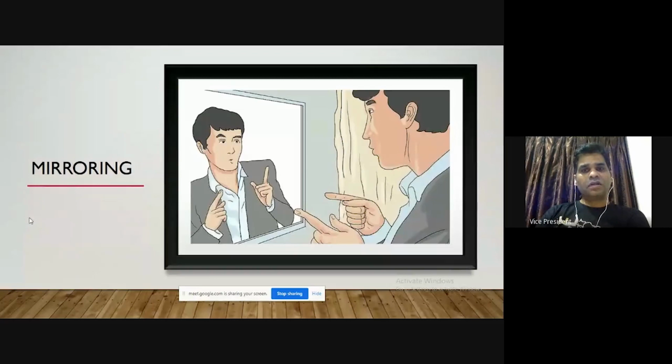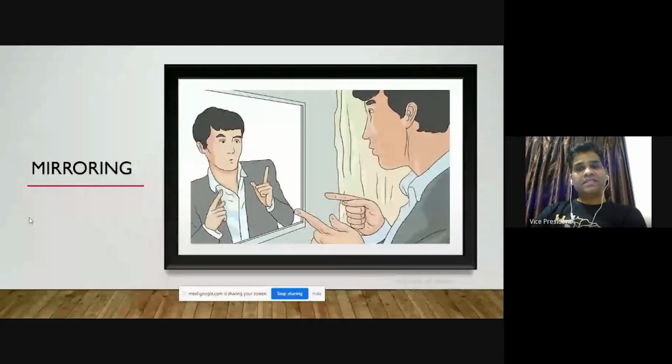Whenever you are mirroring someone, the person will automatically start taking interest in you because he sees a reflection of himself or herself in you. So this is a very powerful tool to gain the attention of a person who is not paying attention at the time of the interview or when you're sitting in the panel. This all comes when you start practicing it.